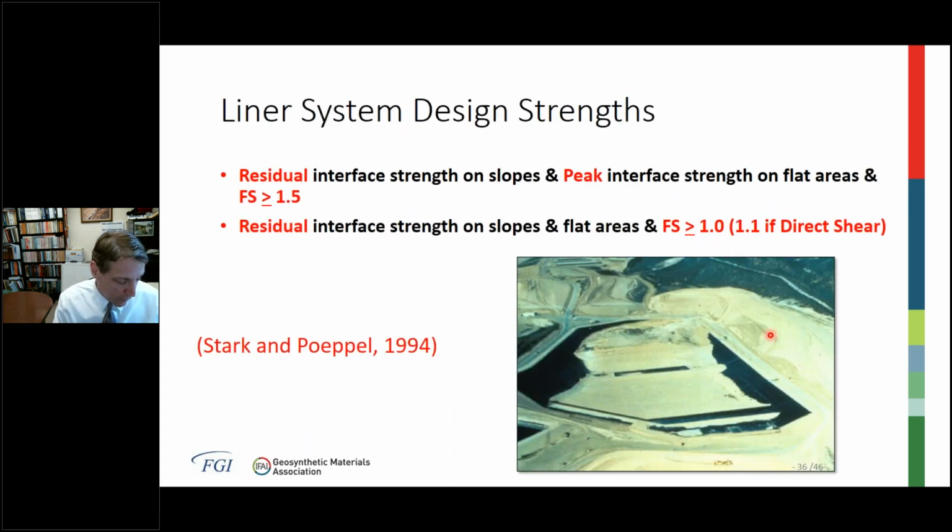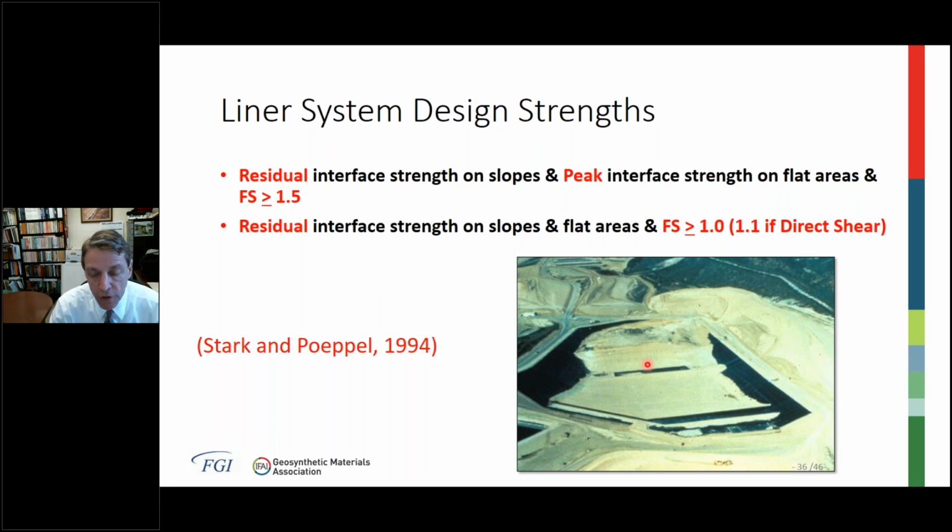Okay, so design strengths. I'll start with the liner system and then look at the cover system. So for the liner system, there are two cases to consider. On the slopes involved in your two-dimensional cross-section or three-dimensional slope stability analyses, a residual interface strength should be applied. On the flat areas of the slope, you can apply peak interface strengths. So let's see how this would work for the Kettleman Hills case that I discussed earlier. You can see there's a side slope in the back, and the bottom of the valley or cell is flat. So in the slope stability analysis, if I perform a 2D analysis and cut a cross-section right through the middle here, I would apply a residual interface strength on the back or side slope, and then a peak strength along the bottom.